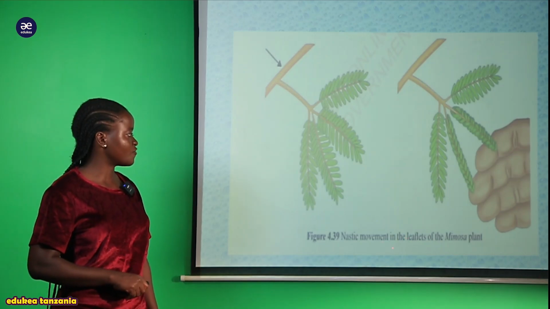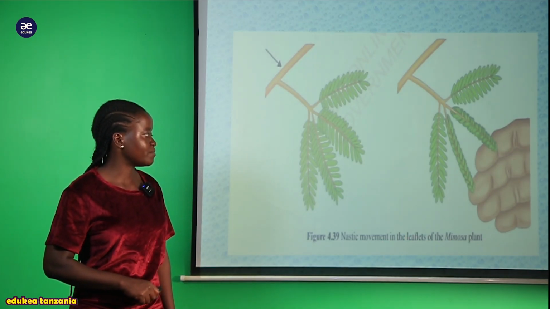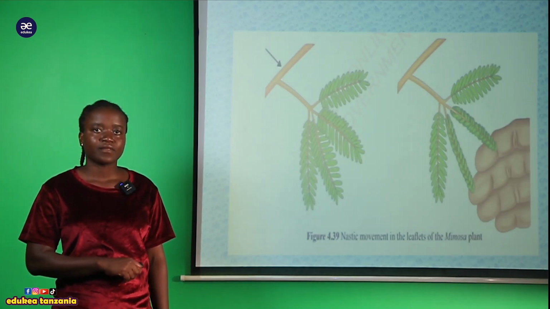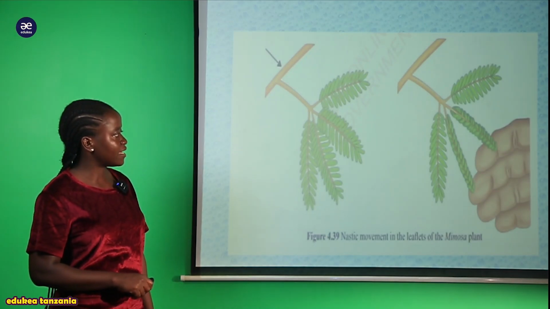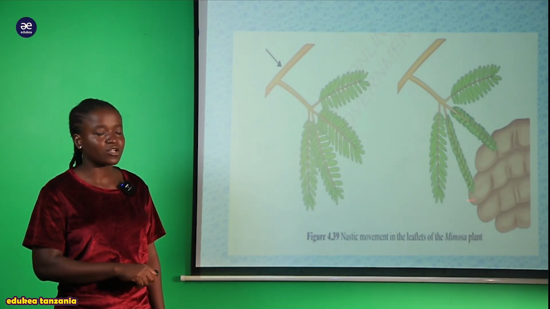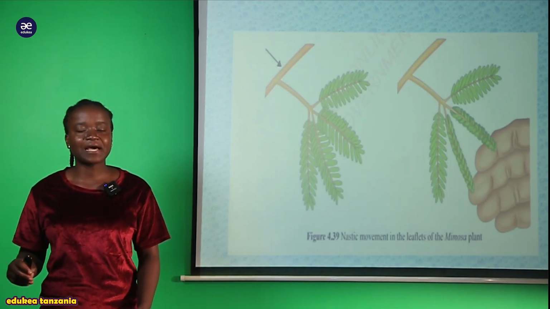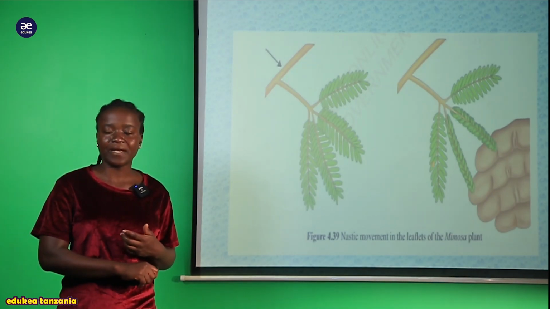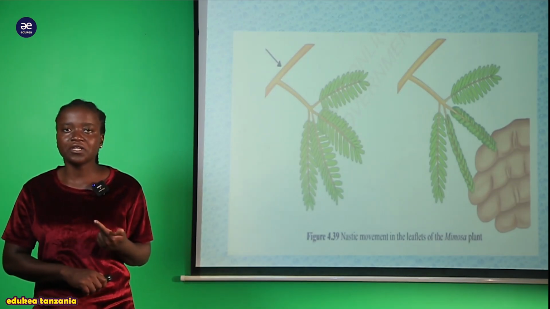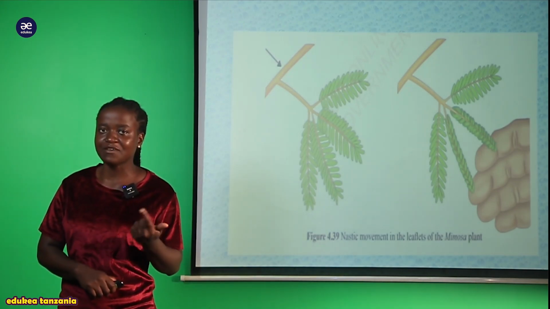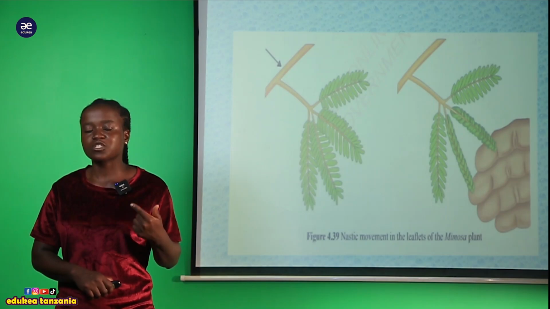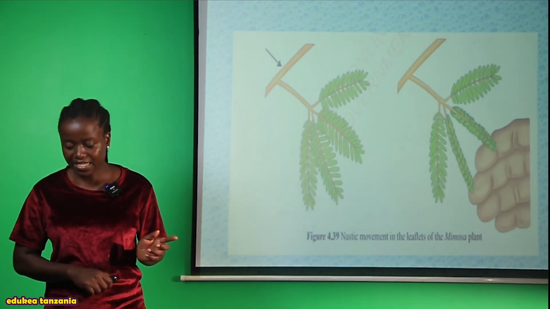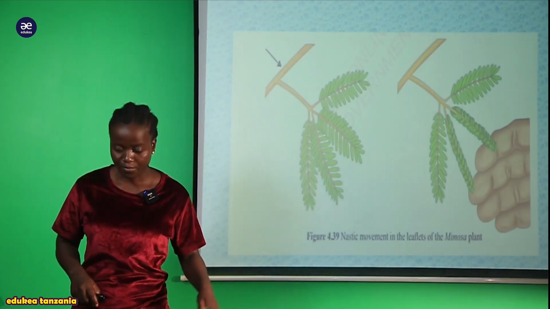That is the nastic movement of the leaflet of the Mimosa pudica. As you can see, this one is the Mimosa pudica. But when this Mimosa pudica is touched by an organism, it tends to fold up its leaves. So this is what we mean when we say that this plant is responding with thigmonastic movement, or we can say seismonastic movement. So that is one kind of nastic movement.